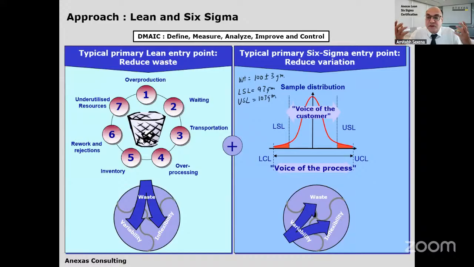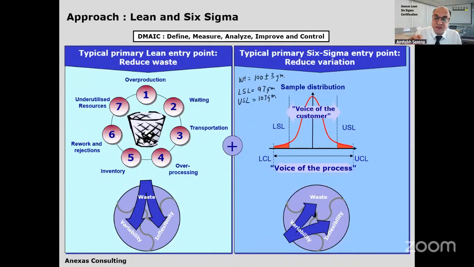Because it doesn't matter, some people say, oh, Lean is better. Some people say Six Sigma is better. See, whatever improves the process is good. Why differentiate? And why shouldn't we apply both? Let us apply both Lean and Six Sigma and get the benefits out of both. So first, let us understand what is Lean and what is Six Sigma in very simple words.